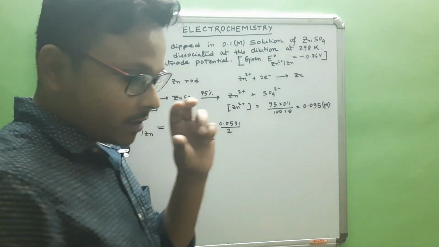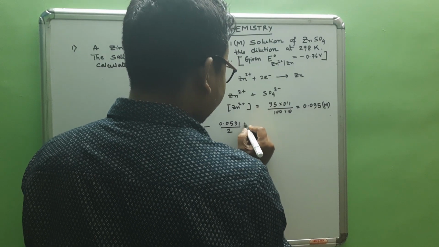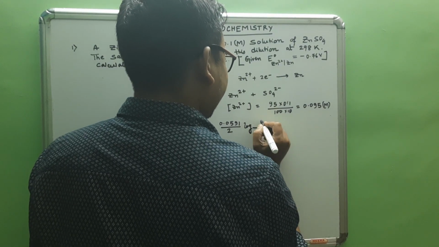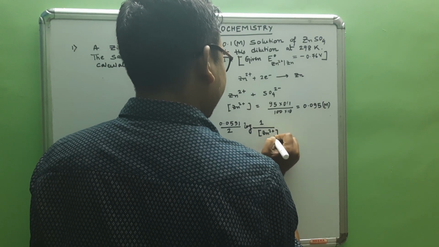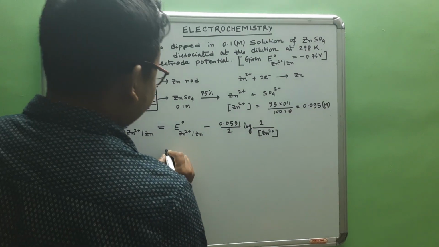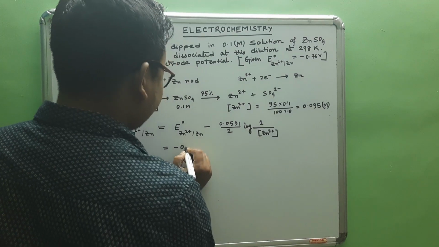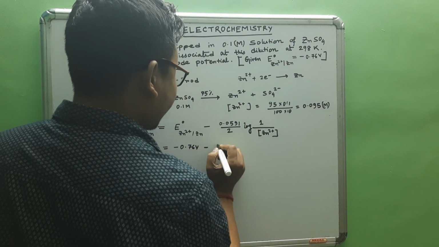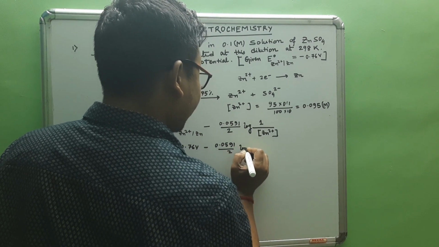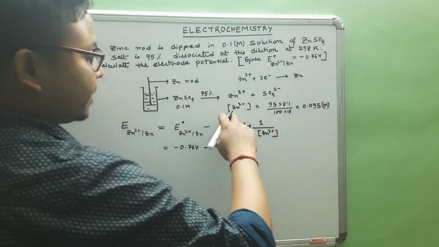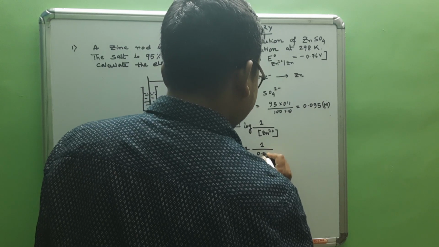So the zinc rod gradually becomes thicker. And this is 1 by the concentration of Zn2+. And here again the E0 value is given, which is minus 0.76 volt, and it will be 0.0591 by 2, and we have already derived the concentration of Zn2+ ion, which is 0.095.